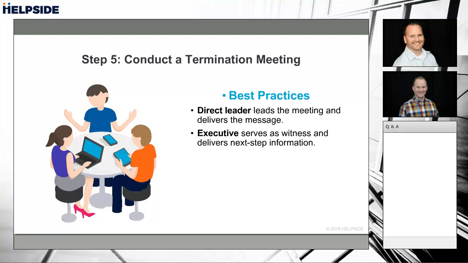Then you have an executive or maybe an HR person who's there serving as a witness and who will deliver the next step information. So once the manager says we're going to terminate your employment starting right now or whenever it is, then the other person will say, okay, and here's what you can expect for a final paycheck, for any payouts, your COBRA information. That way then this third party, neutral party can deliver that. And this all should take 5 to 10 minutes maybe. You might answer a question or two, but really it's a done deal.